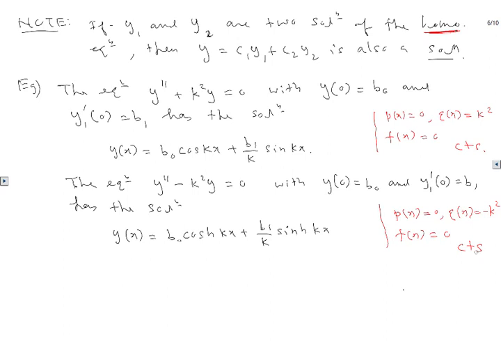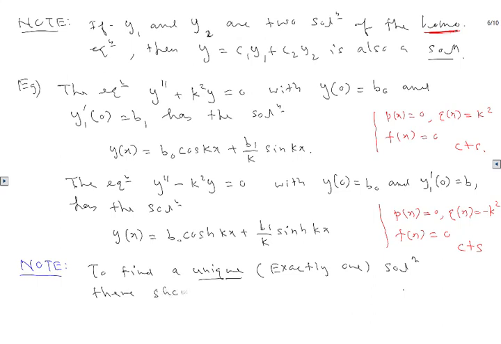So let's have a small note again. Another note: you can see to find a unique solution, and unique means exactly one, there should be two initial conditions. Why two initial conditions? Because there are two unknowns.